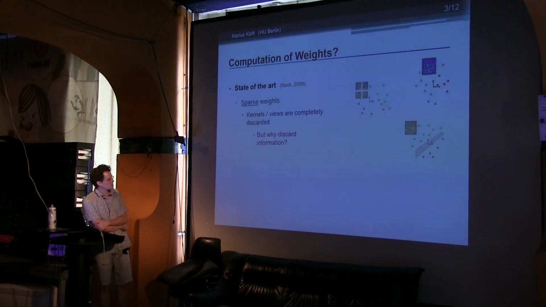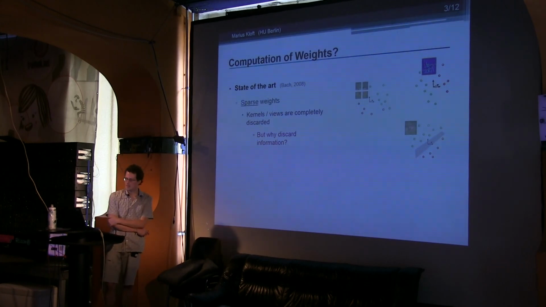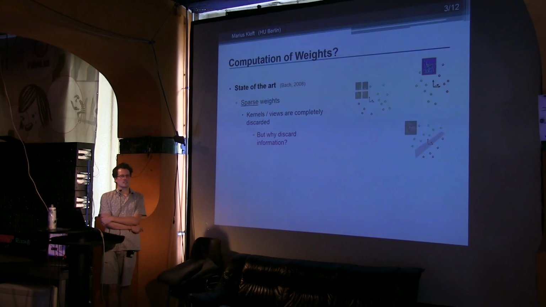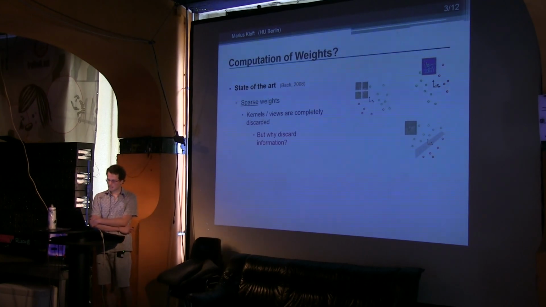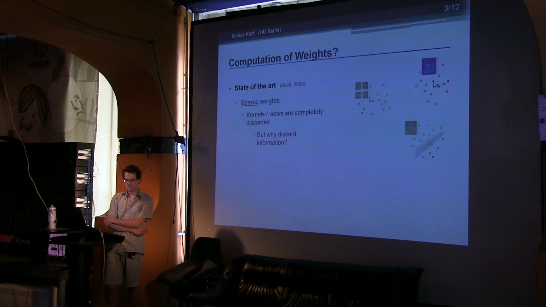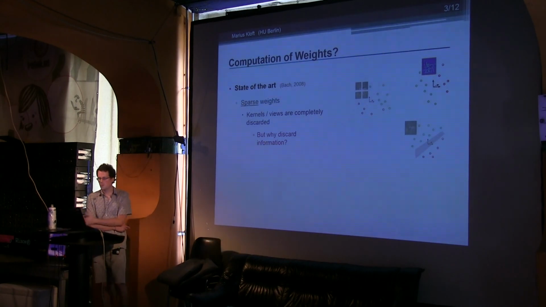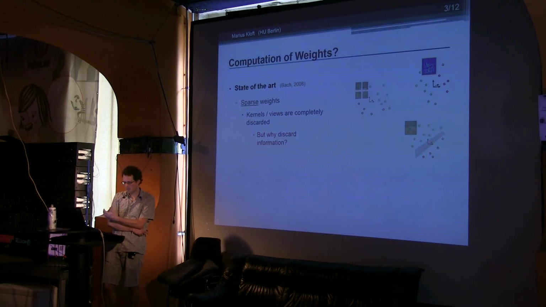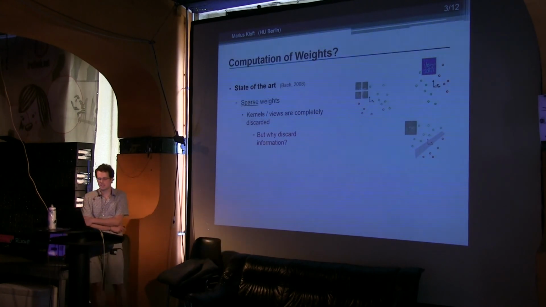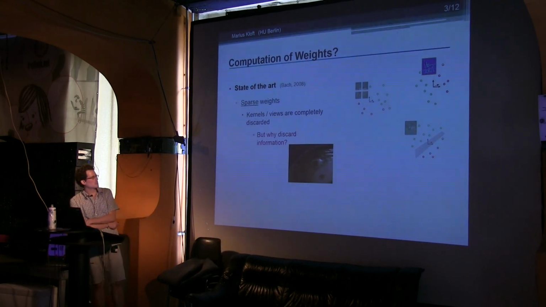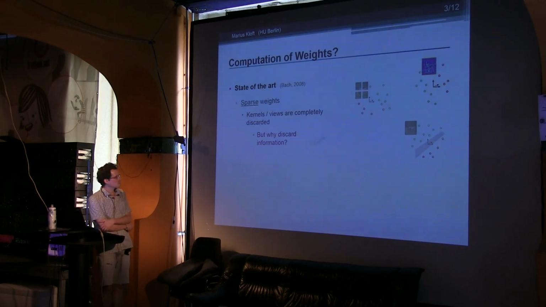And a philosophical question here is why actually? This has historical reasons, because originally multiple kernel learning was in a formulation that automatically led to sparse weights, and it was not clear whether something would exist that leads to not so sparse weights. But I'm going to show you this. It's a really easy one, I think.